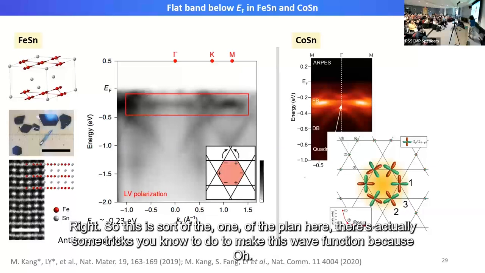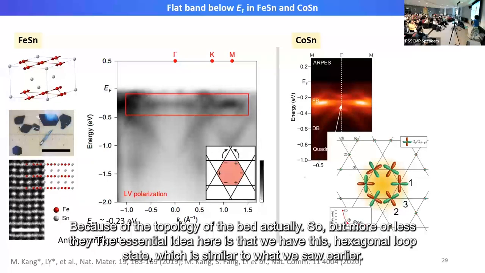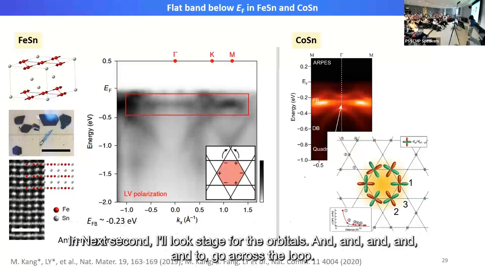Right, so this is sort of the one-electron wave function of the flat band here. There's actually some tricks you have to do to make this wave function because of the topology of the band. But more or less, the essential idea here is that you have this hexagonal loop state, which is similar to what we saw earlier, a hexagonal loop state of p orbitals.